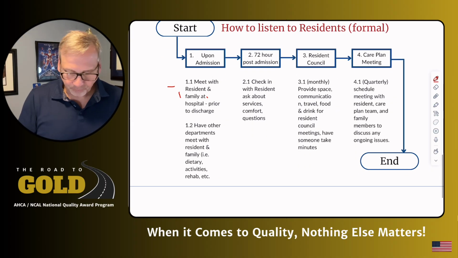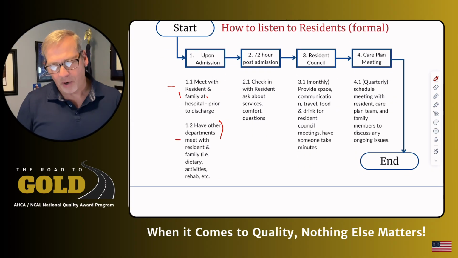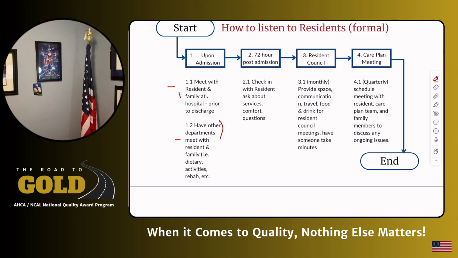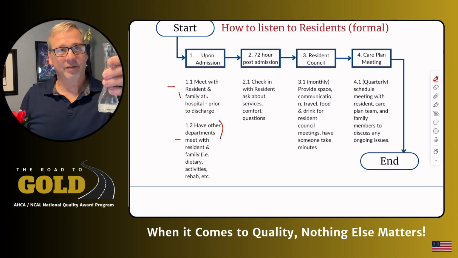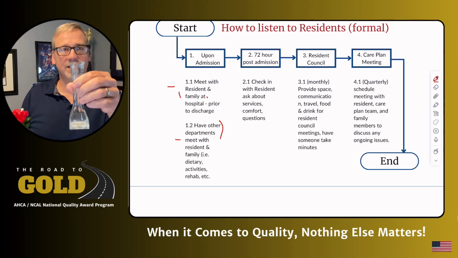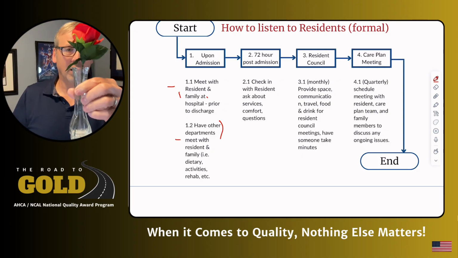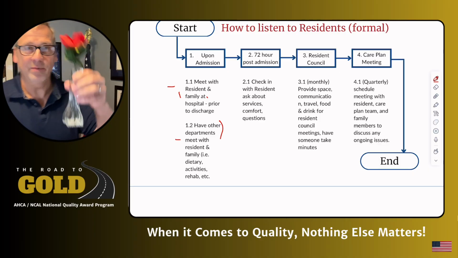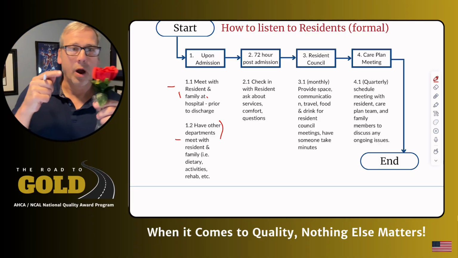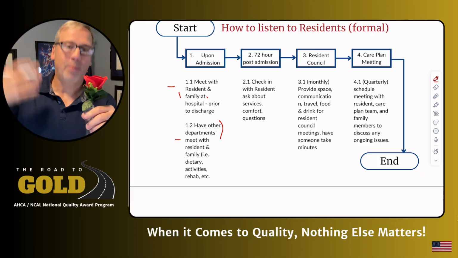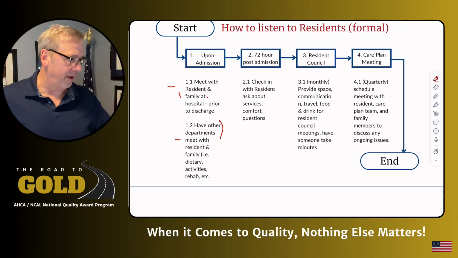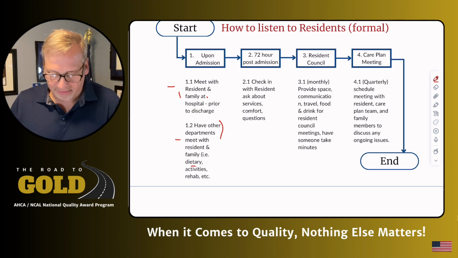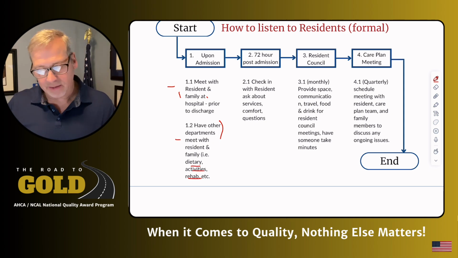Number 2, we want to have all of our department heads, and you all know this about me and my flower. Here, I'll bring my little flower. These are the type of vases that we use for housekeeping, and of course it's a bigger vase when it has all the flowers in it. You all know that we are big fans of having all of our department heads meet with the residents and family members upon admission. Again, it's dietary, activities, rehab. We want everybody to meet with them.